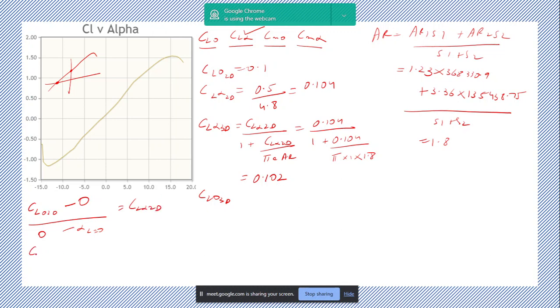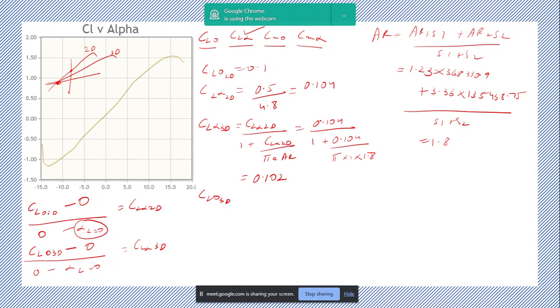Similarly, for a 3D case, you have CL naught 3D minus 0, by 0 minus alpha L equal to 0. This is CL alpha 3D. So what you do is you find out alpha L equal to 0, which will be the same for both 2D and 3D, because when it becomes 3D, all that happens is it moves like this. This point remains the same. This is for 2D and this is for 3D. Your alpha L equal to 0 point remains the same.